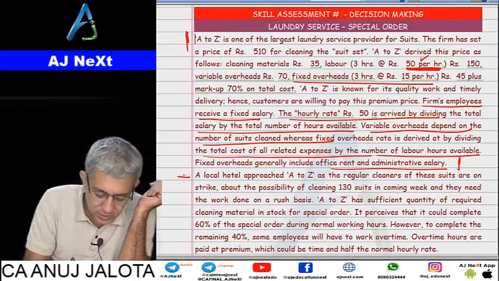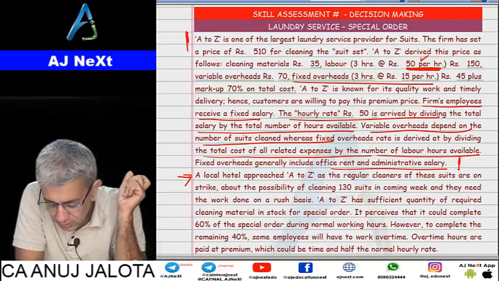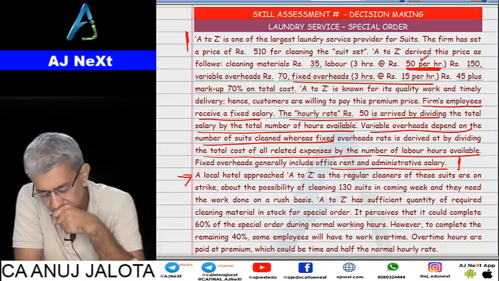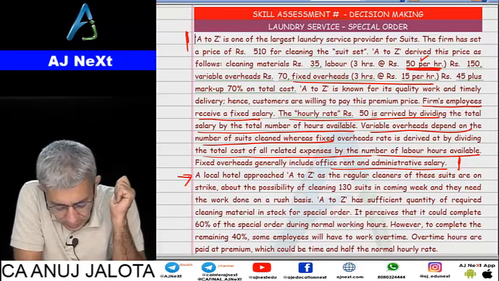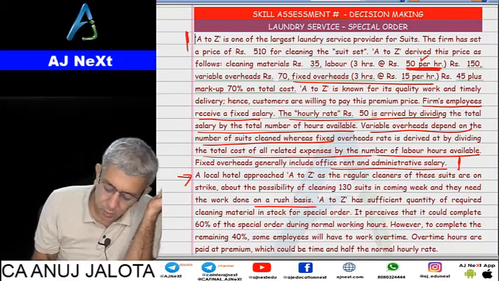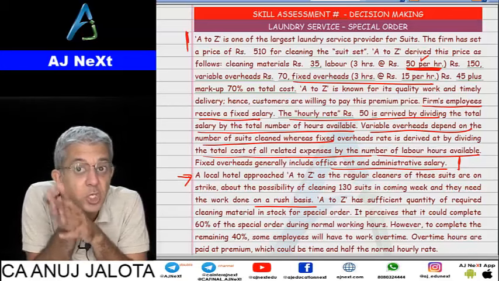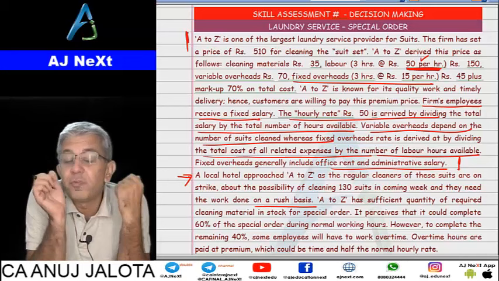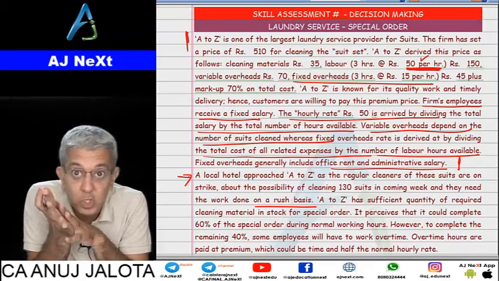Now, a special offer starts from here. A local hotel approaches A to Z as the regular cleaners of these suits are on strike, about the possibility of cleaning 130 suits in the coming week, and they need the work on a rush basis. Rush basis means they want the work to be done urgently by us. Now do remember, we are known for our quality. These guys want the work to be done urgently.